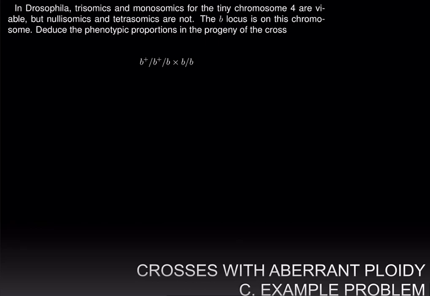The significance of the statement that trisomics and monosomics are viable, but nullisomics and tetrasomics are not, is that when we are looking at the progeny, if they are diploid or trisomic or monosomic, we should include them in our phenotypic proportions. But if we see any nullisomics or tetrasomics, we should exclude them from the analysis because they're not viable.